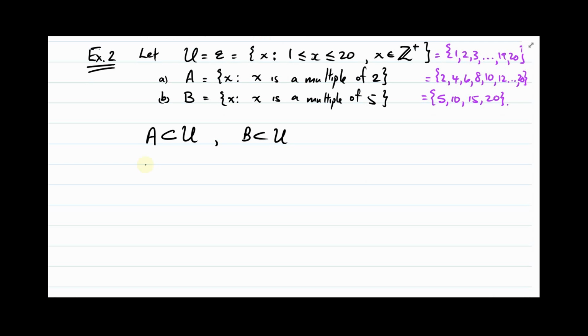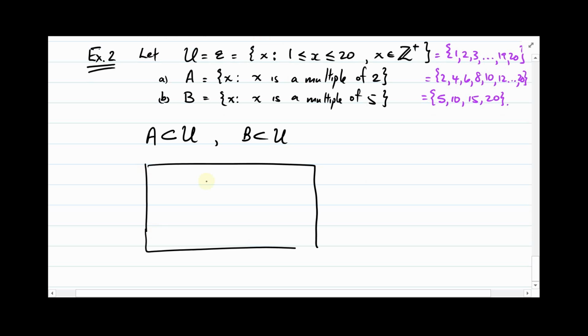You might remember we can diagram what's going on here by using a Venn diagram. So here's my set A, here's set B. What do they have in common?